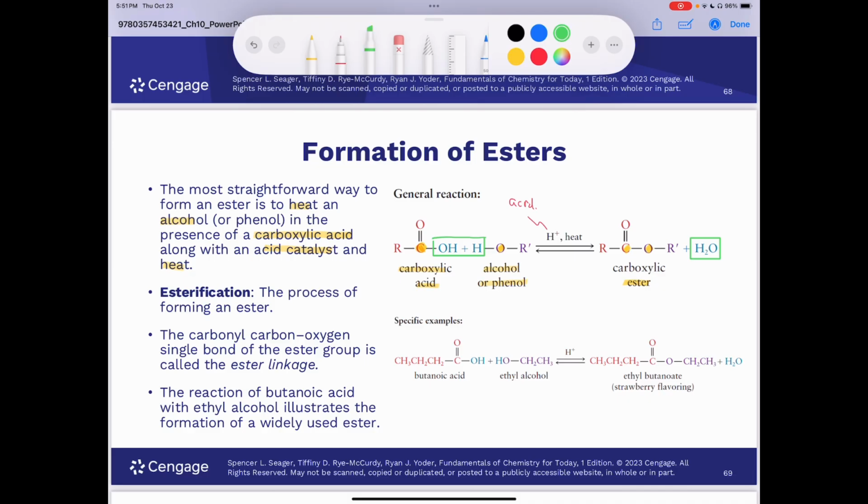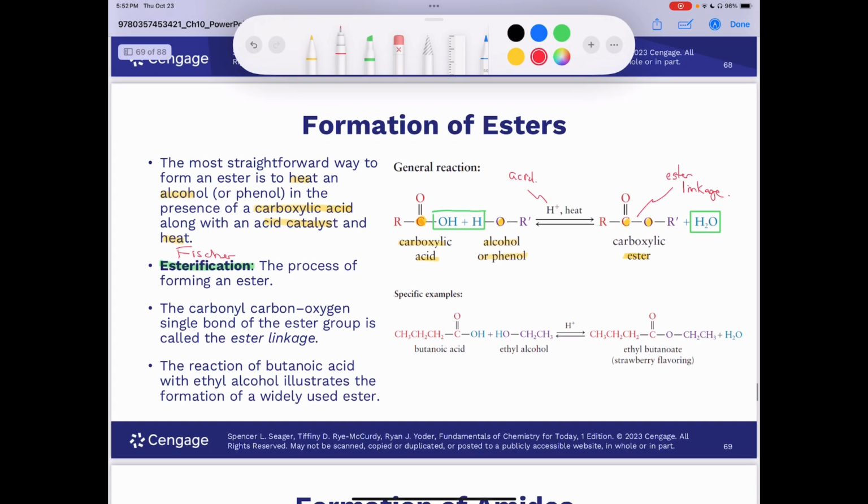So we call this process, it's got a name, it's called esterification, okay? It was actually discovered by somebody named Fischer, so sometimes it's referred to as Fischer esterification. And so the carbonyl carbon oxygen single bond of the ester group is called the ester linkage. So that means this bond right here is what we call the ester linkage.